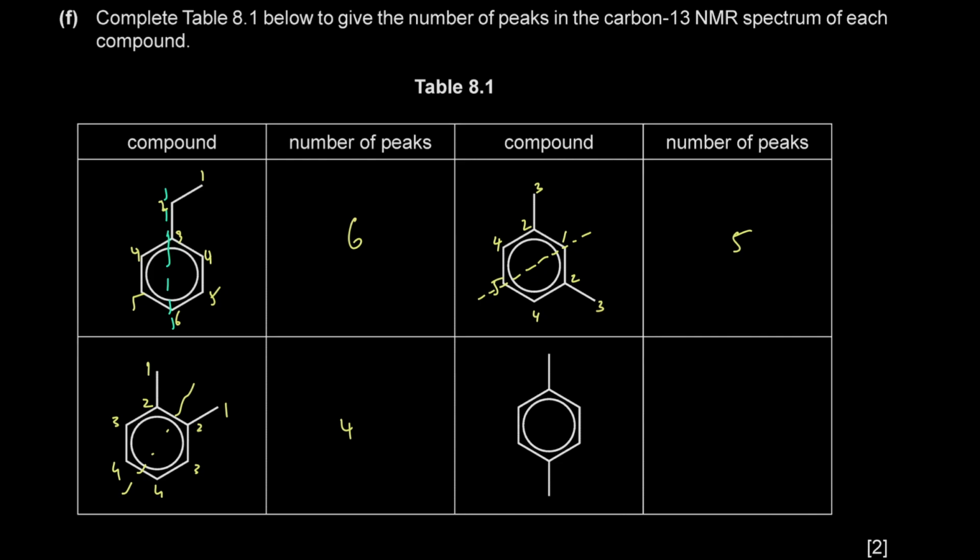And then for the last compound, we have 2 lines of symmetry. We have a line of symmetry here and here. So these two are identical, these two are identical. And then all 4 of these are identical. And then because there's a line of symmetry horizontally as well, these two would also be identical to carbon number 3. So we only have 3 different peaks.